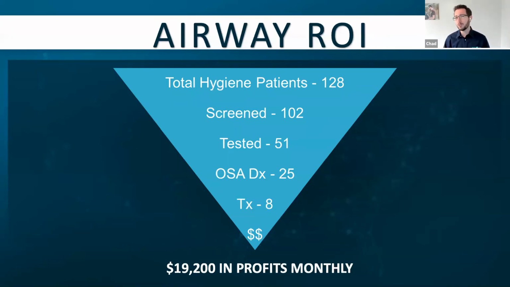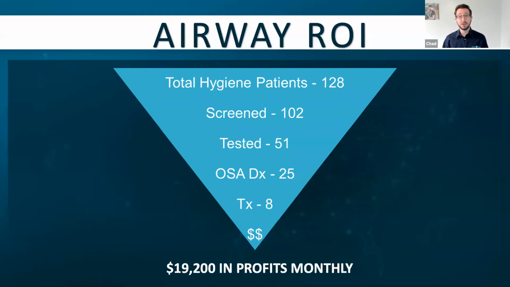But a single doctor practice that has a couple hygiene chairs, 1 or 2, sees 128 patients a month. If you can screen 80% of those patients, then you'll test 50 of them. If you can test half of those patients who are screened as at risk, then you will diagnose 25 of, let's say you get 30 to test. Then you'll still diagnose 25.